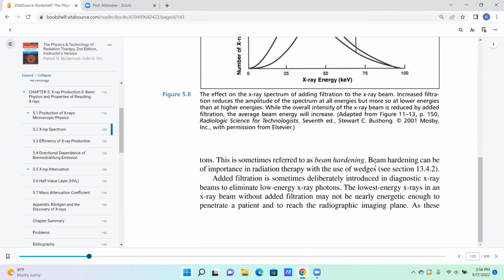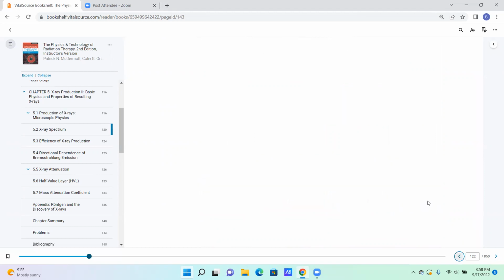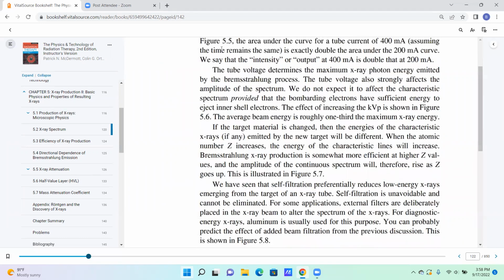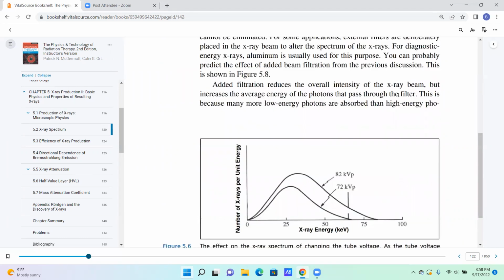The effect of beam hardening is something that you may hear about in the clinic, and that refers to adding the filtration and reducing the overall intensity of the X-ray beam, but increasing the average energy. It's beam hardening.